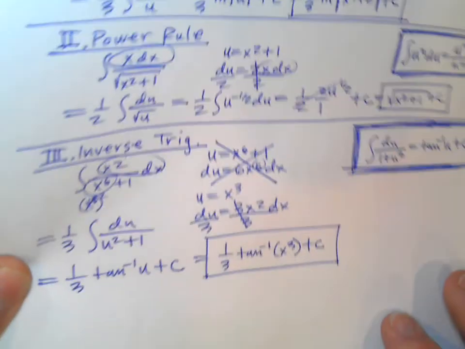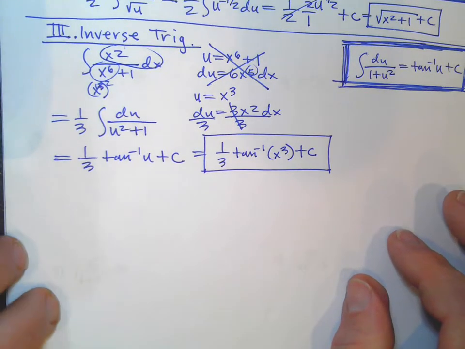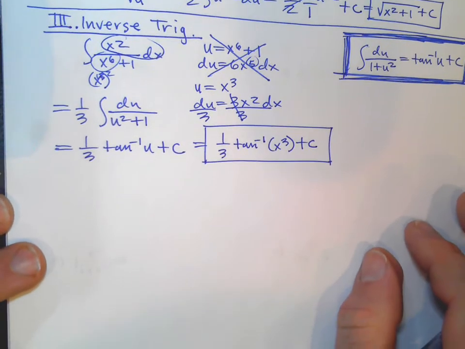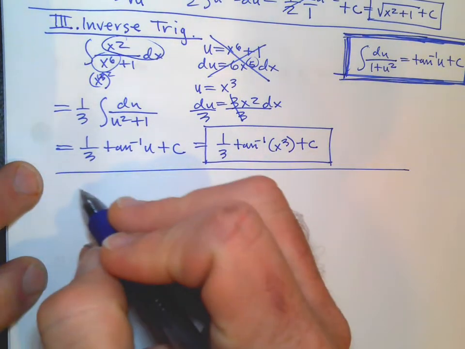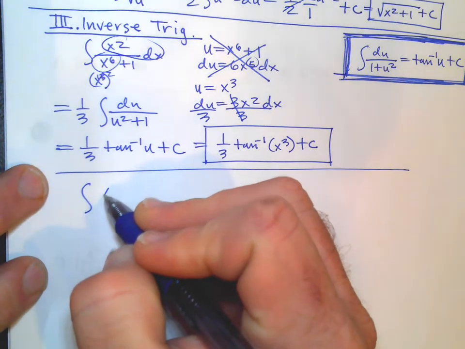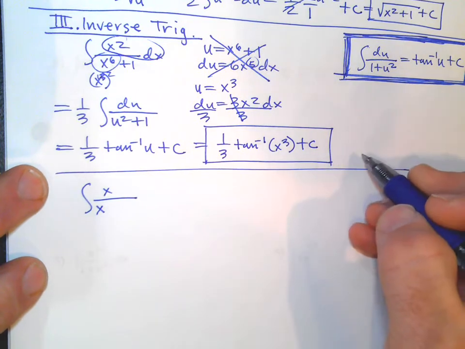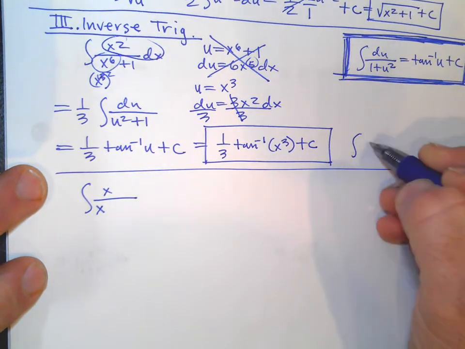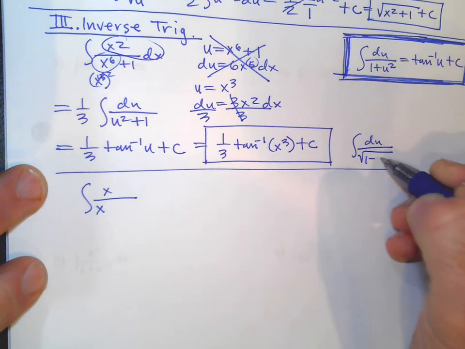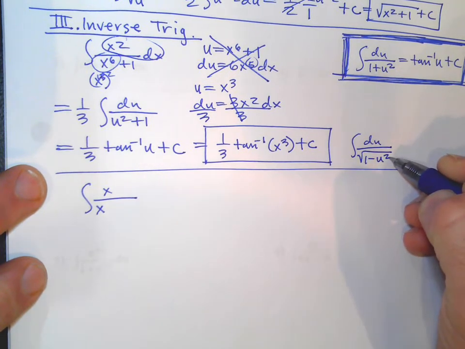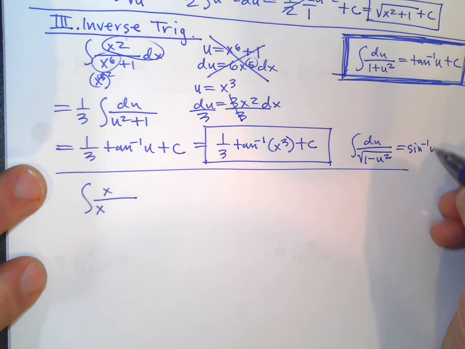Now, there are some other inverse trig antiderivatives, so maybe we should show another example. Let's say you had x over, well, actually, we could write another one here. du over the square root of 1 minus u squared. Now, it does need to be 1 minus u squared. That's going to be inverse sine plus c.